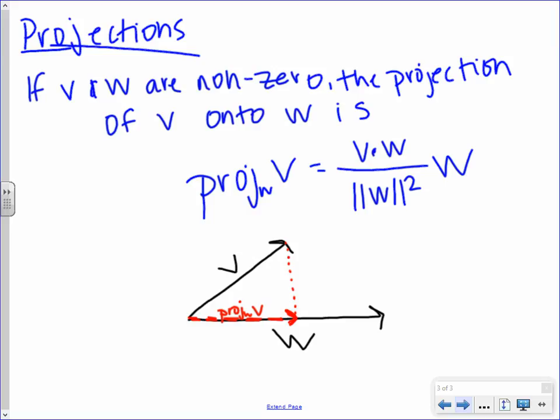Okay. Now, let me kind of break this down for you. What is W over the magnitude of W? We've done that before. We've taken a vector and multiplied it by 1 over its magnitude. Unit vector. So that W over its magnitude is giving us the direction of W. Okay? And then V dot W over magnitude of W, that's how we're getting the length of it. Okay? So let's work with an example so you can see this at work.